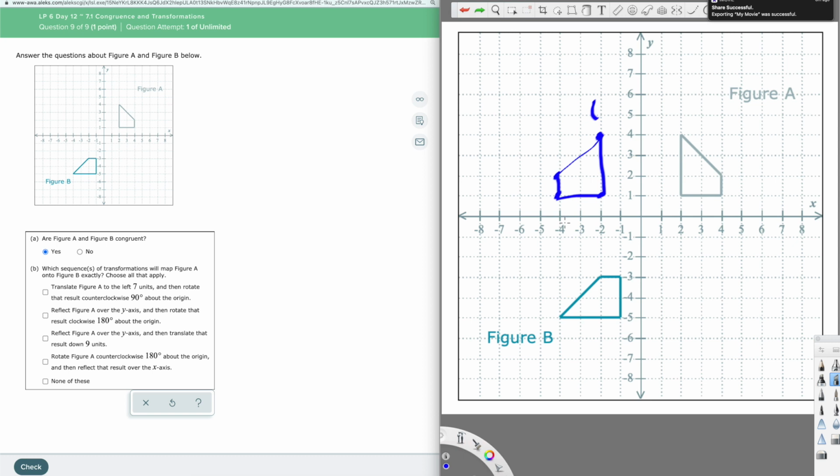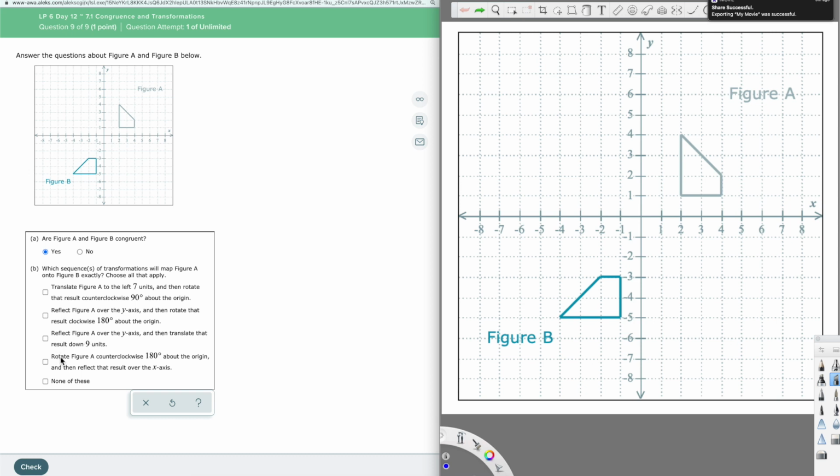All right, so then we're going to have: reflect figure A over the y-axis. Oh, dang it, I should have left that alone. There we go. And then translate 9 units down. Well, even if I go down, it's in the wrong position. This guy's kind of pointing up. This one's pointing to the left. So I know that's not going to work. So I know I'm not going to choose that third one. I don't even need to map it. It's not in the right position.